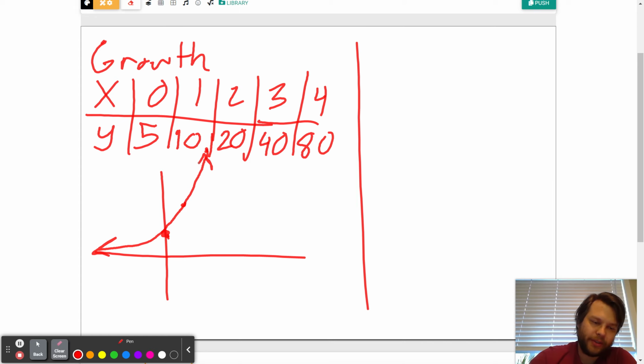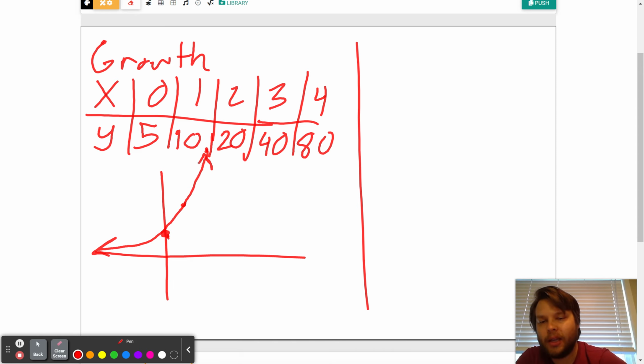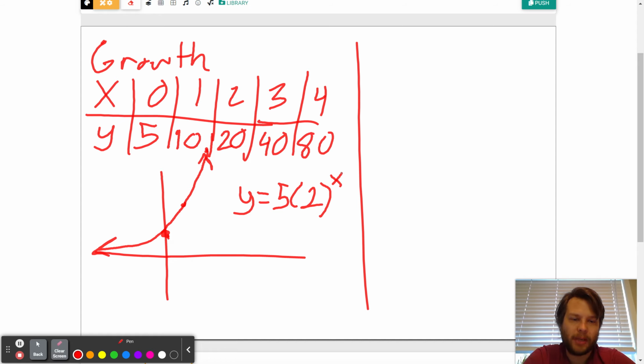That feature on the left is called the asymptote, where it is flattening out and never reaching 0. As you move to the right, we're multiplying by 2. I hope you saw that with the y values. Similarly, as you move to the left, reading it backwards, you are multiplying by 1/2 or dividing by 2. The equation for this function is y equals 5 times 2 raised to the x, because for every x value, I'm multiplying by 2.